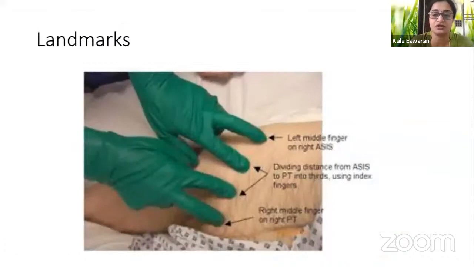If you do not want to draw lines, you can also make 2 V's of both your hands and keep one finger at the ASIS and the outside finger of the other hand at the pubic tubercle, which equally divides the inguinal ligament into 3 parts, that is 1, 2 and 3. So this is the medial 2/3 and lateral 1/3, and the point of needle insertion is just a few millimeters beneath the intersection of the lateral 1/3 and medial 2/3.